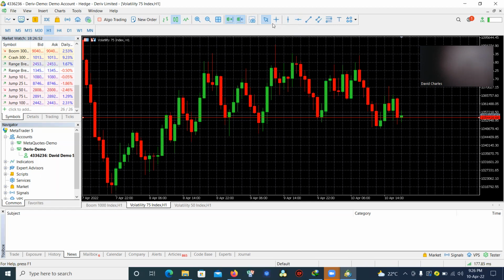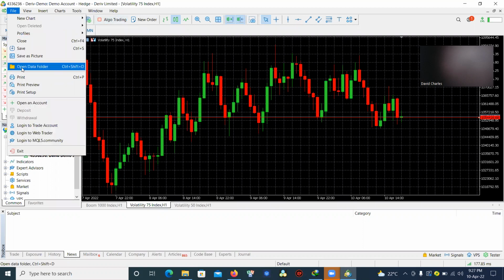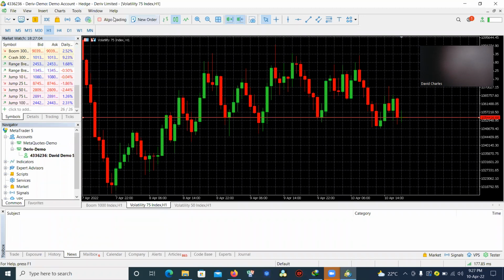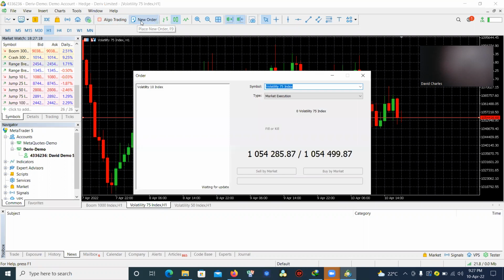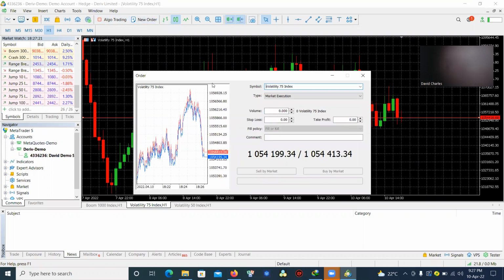The other bit is here, Algo Trading. Once you've copied your documents here, this is the final step where you click on Algo Trading, and then this changes, and your robot or whatever it is starts its work. If you want to open a new order, this is it. Now, I wanted specifically to talk about this for one reason.